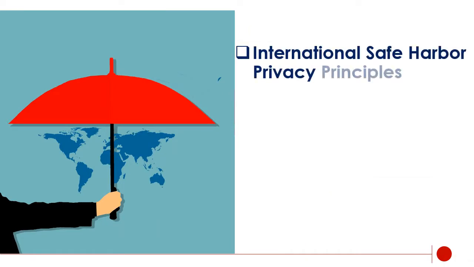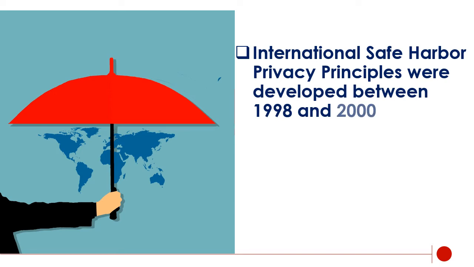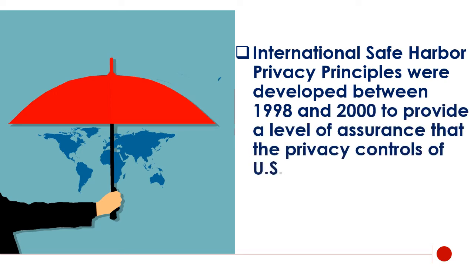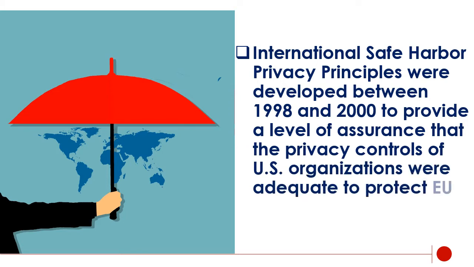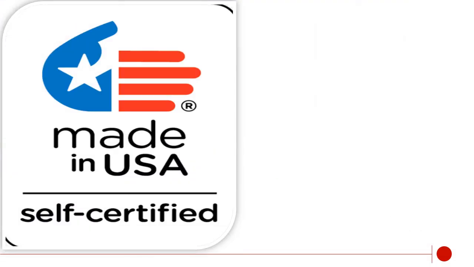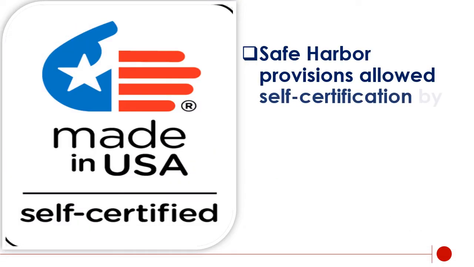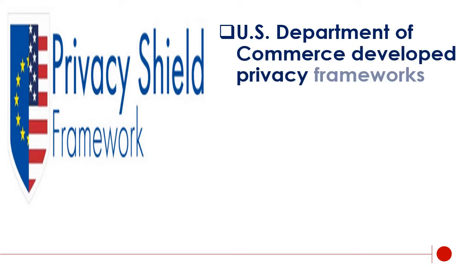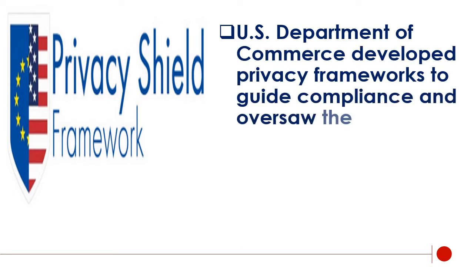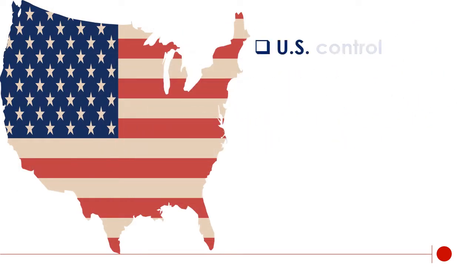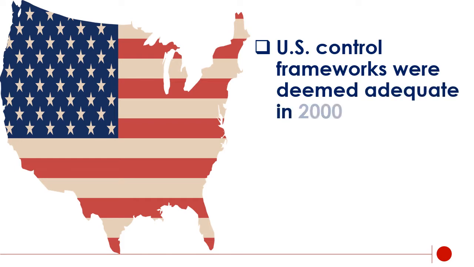The International Safe Harbor Privacy Principles were developed between 1998 and 2000 to provide a level of assurance that the privacy controls of U.S. organizations were adequate to protect EU citizen data, per EU Data Directive standards. Safe harbor provisions allowed self-certification by U.S. companies. The U.S. Department of Commerce developed privacy frameworks to guide compliance and oversaw the program for U.S. interests. U.S. control frameworks were deemed adequate in 2000.